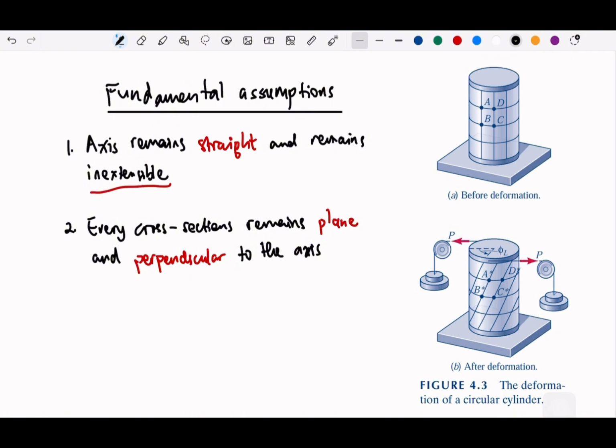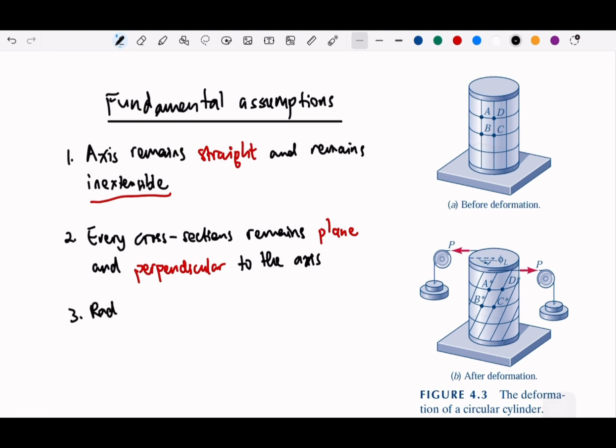Although in real life there will be some slightly different perceptions, in the theory, to make it a pure torsion, we need to assume that every cross section will be a plane. So if it is a tube and we cut along the axis, we are going to have a circle. Okay? The shape will be the same for every cross section.